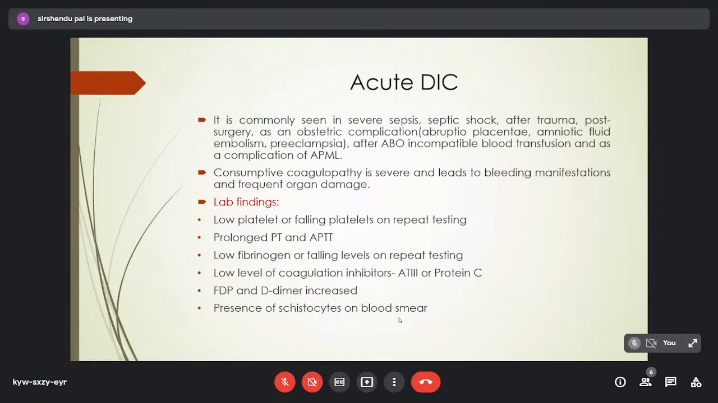Coming to acute DIC, it is commonly seen in severe sepsis, septic shock, in cases of obstetric complications like abruptio placentae, preeclampsia, after ABO incompatible blood transfusion and as a complication of APML, that is acute promyelocytic leukemia. It is a consumptive coagulopathy, in this case severe, and it leads to bleeding manifestations and frequent organ damage. The lab findings include low platelet or falling platelet counts on repeat testing, prolonged PT and APTT, low fibrinogen and or falling levels on repeat testing, low levels of coagulation inhibitors, increased levels of FDP and D-dimers. On peripheral blood smear examination, there will be presence of schistocytes.